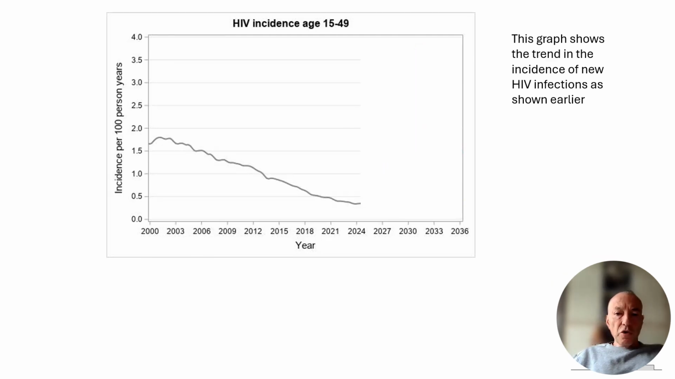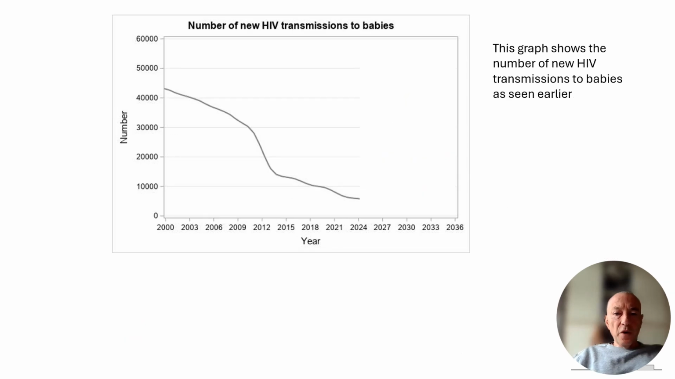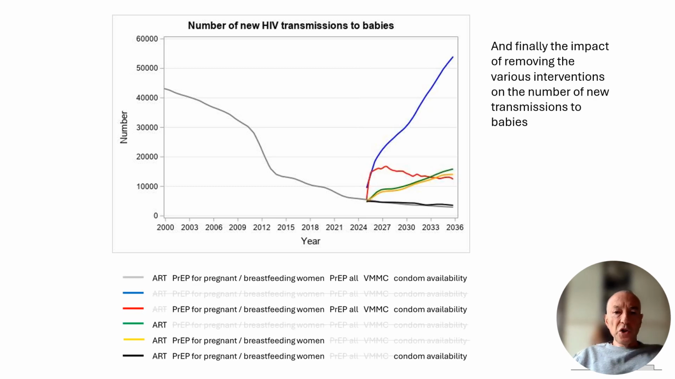This graph shows the trend in incidence of new infections, as shown earlier. And now we can see the impact of removing the various interventions on HIV incidence. And finally, this graph shows the number of new transmissions to babies, as seen earlier. And this shows the impact of removing the various interventions on the number of new transmissions to babies.